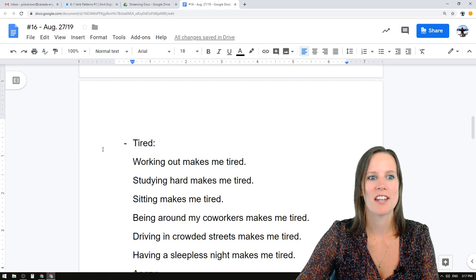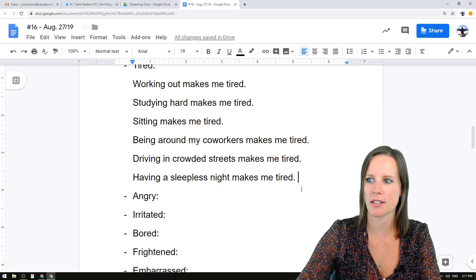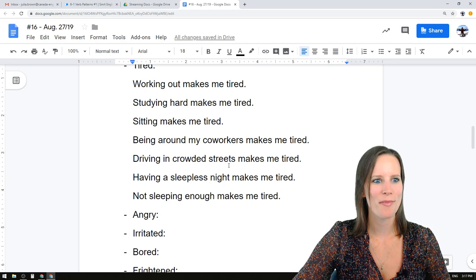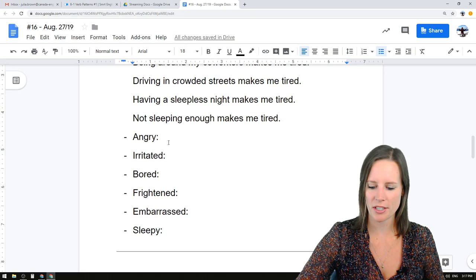Good, Gertie. Negative gerund. Not sleeping enough makes you tired. That's a really good to have a negative gerund in there. Not sleeping enough makes me tired. Good. Okay. You guys are awesome. You're coming up with so many good examples, but we're going to continue here because as you can see, we do have quite a few more adjectives.